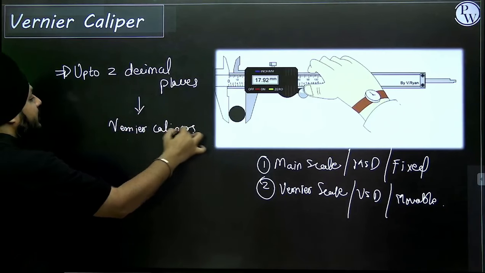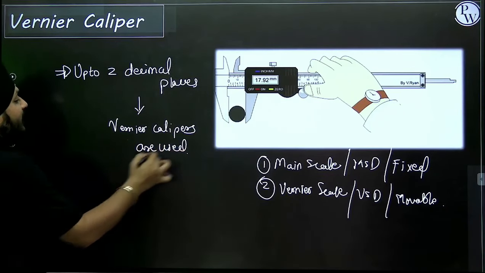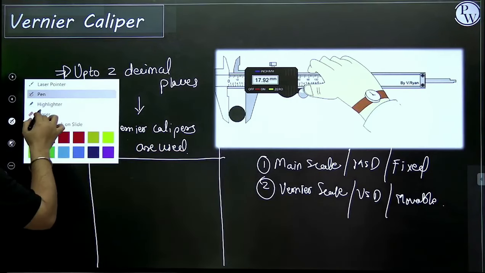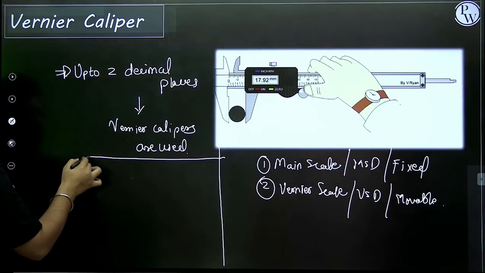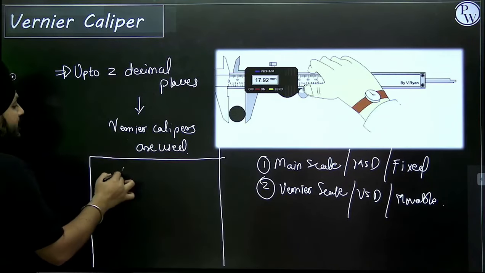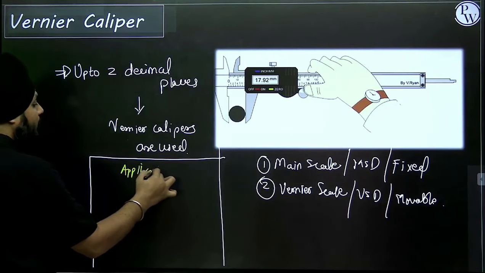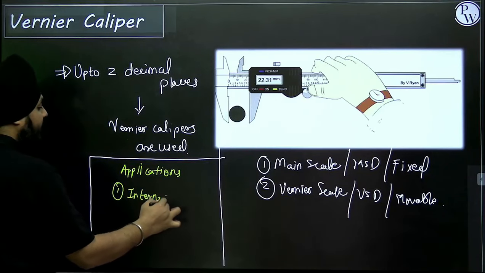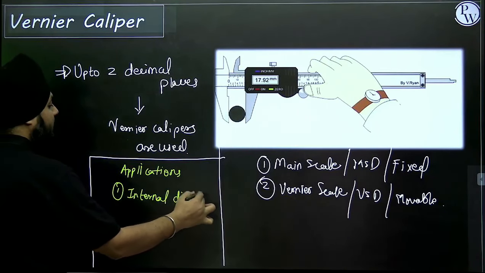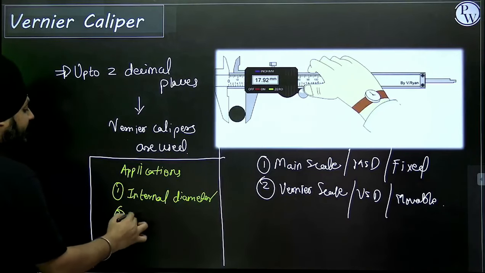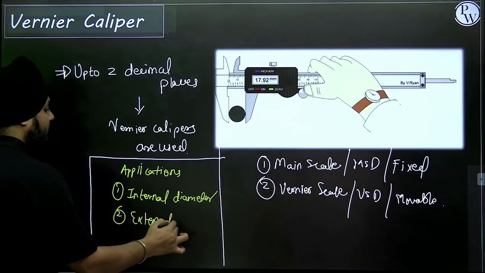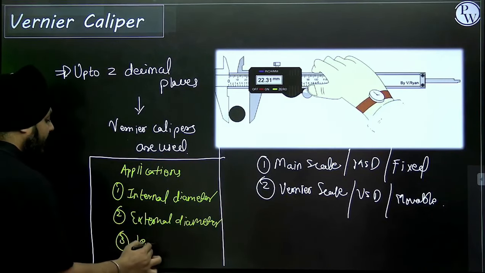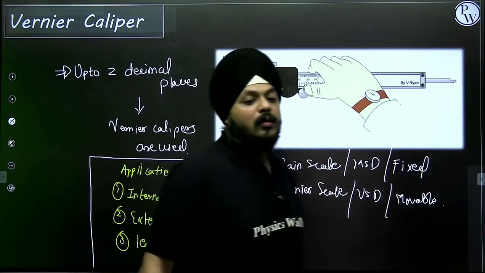Apart from this, if you want to measure, see, there are 3 applications of the calipers, right? What are those 3 applications? I'm writing down here. Applications: First, it can measure the internal diameter of the hollow cylinder, right? Okay, it can measure the external diameter, right? And it can measure the length. These 3 things the caliper can measure. How? We are going to see.